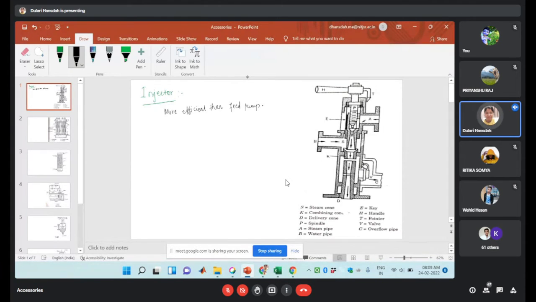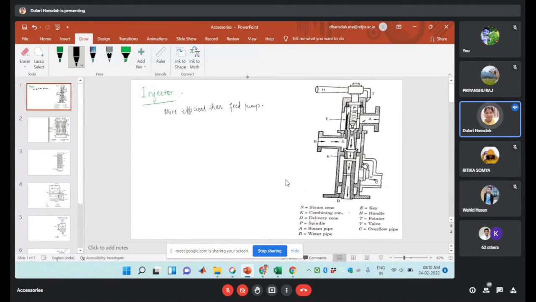If you observe the sketch of the injector, here it is the steam cone, and P is your spindle, H is the handle, and T is the pointer. When we are rotating this handle, this T pointer shows the position of the valve, that means whether it is open or closed.